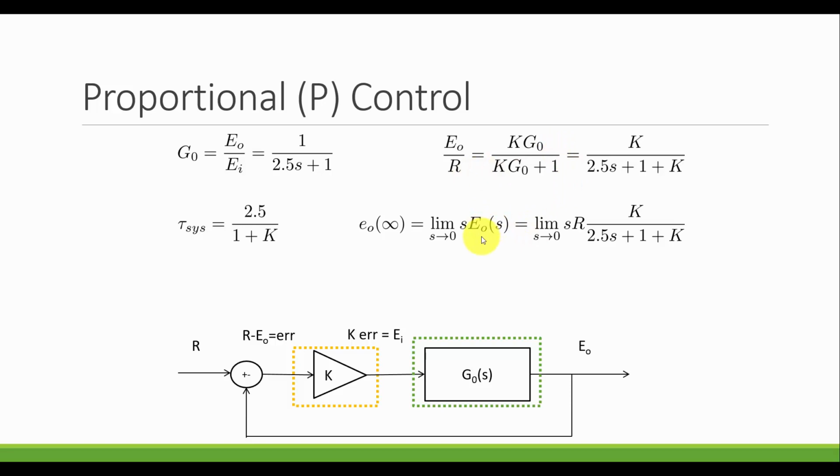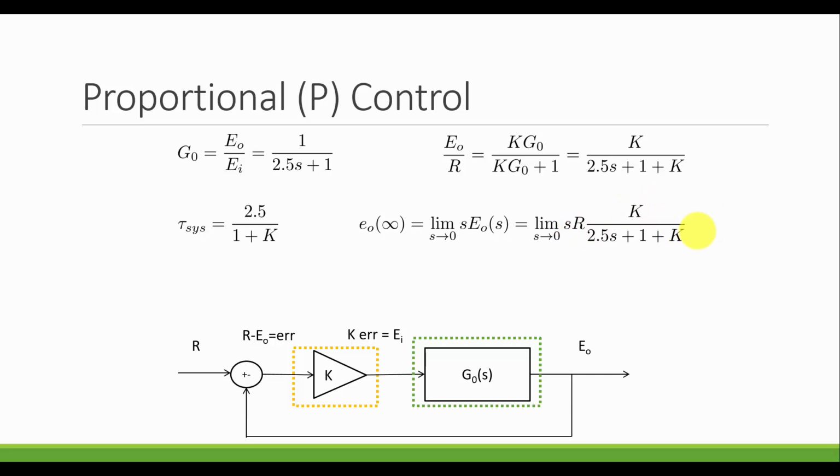So remember, with the final value theorem, we can know what happens as time goes to infinity in the time domain if we look in the frequency domain as s goes to 0 of s times our function. So that's what I'm doing here. I'm taking E naught, multiplying it by s, and letting s go to 0, just like we saw before. On the right hand side, I have R times K over 2.5s plus 1 plus K, so that the left side had only E naught, and I have that s that also carries over. So I can look at sR times that K over 2.5s plus 1 plus K function.